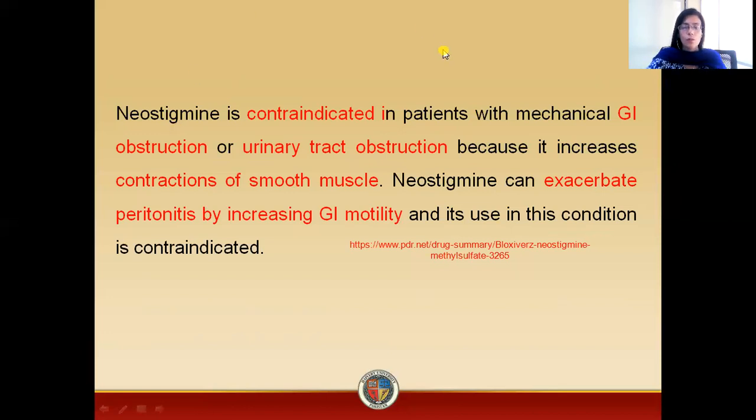So this was all about the drug neostigmine. This was all about its action, adverse effects, and contraindications.